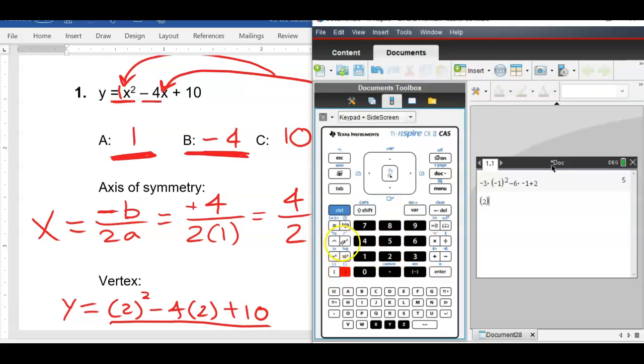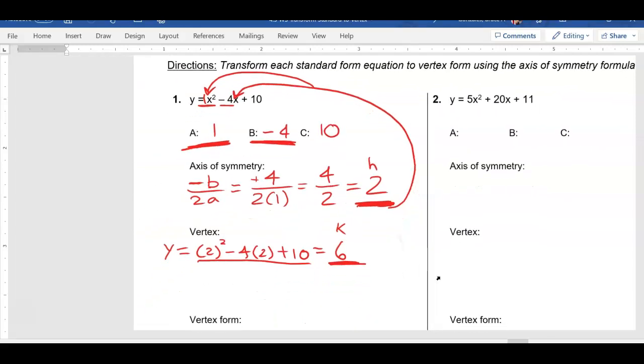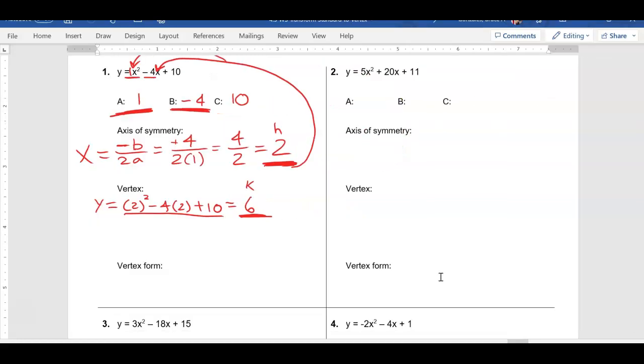Parentheses 2 squared minus 4 parentheses 2 plus 10. Yes, there are 2 x's that you're going to replace. Good question. Do you see how I'm typing it in one step? Don't put the y equals, just put what comes after it. I hit enter, I get 6. So my y value is 6, that's my k. So I have a, I have h, I have k. That's all I need to write the vertex form.